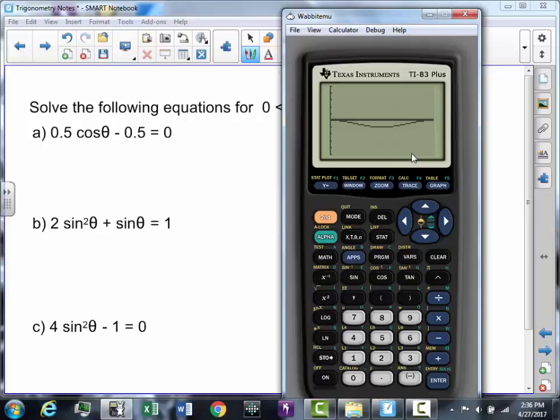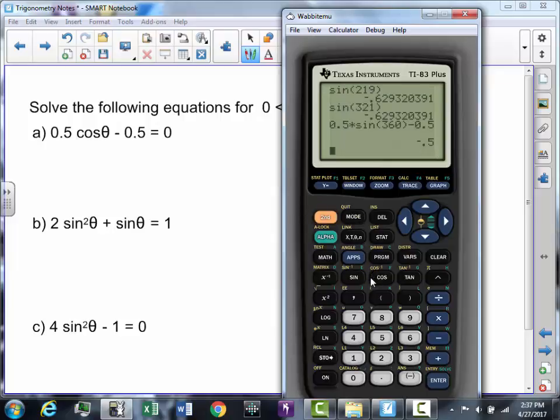Option 2, what if it's multiple choice? Actually, I like these ones best. If it's multiple choice and they give you multiple answers, what I do is I just take my answers and I reverse engineer them, plug them right back in. I'd go 0.5 times the sine of 360 minus 0.5. Maybe 360 isn't an answer.